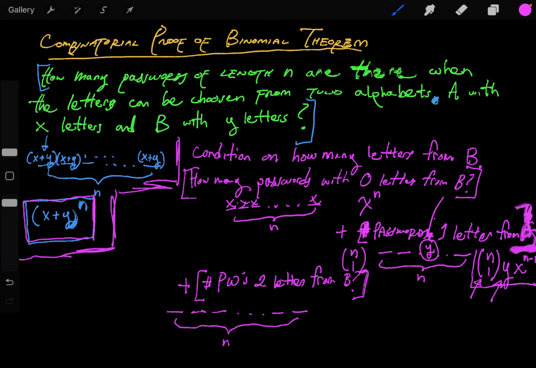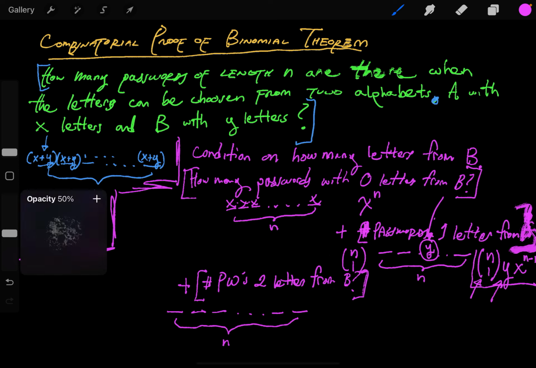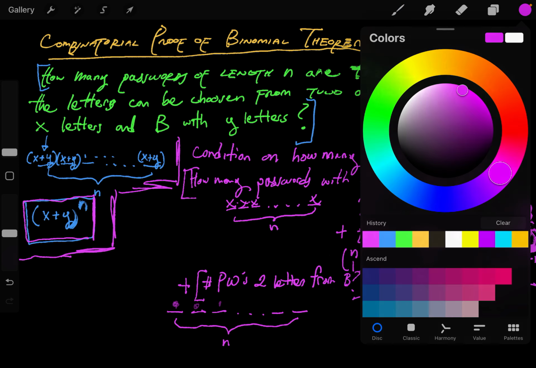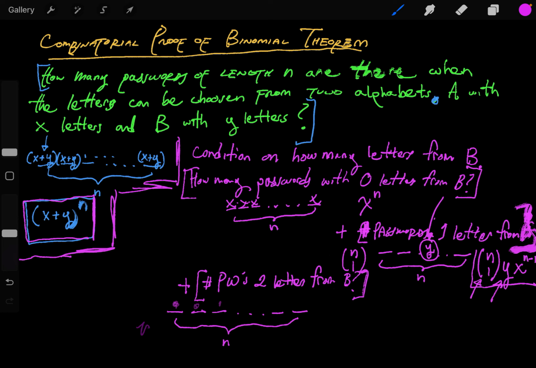How many ways can I put 2 letters from B? The first thing is I want to place those 2 letters. So I could put the 2 letters from B right here, or I could put the 2 letters from B over this one and this one. So how many ways could I place those 2 letters from B?